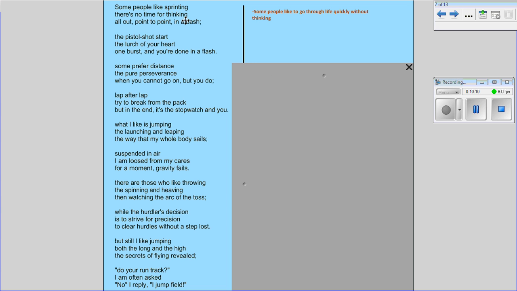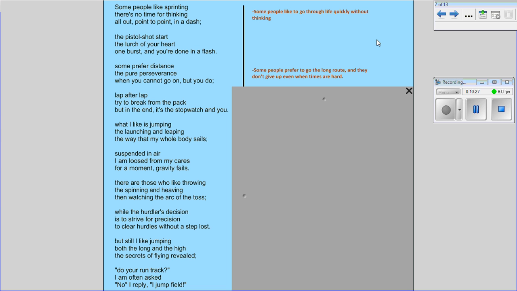So the two previous stanzas were talking about sprinting and how people can quickly go through life. While on the other hand, some people like to take the longer route in life, and they don't give up when times are so hard. They keep going through.